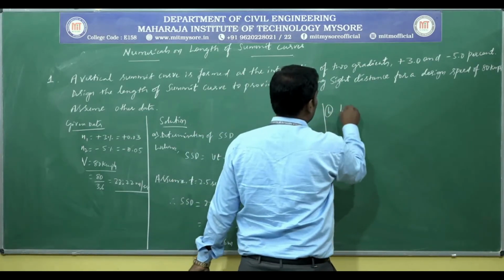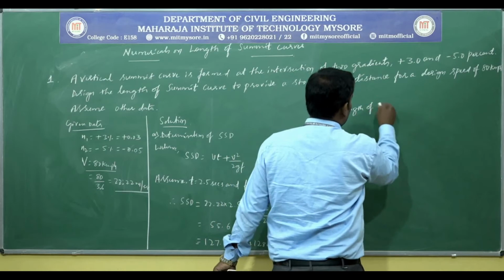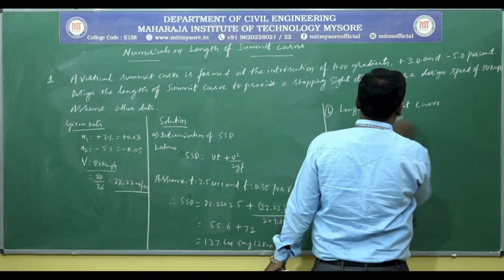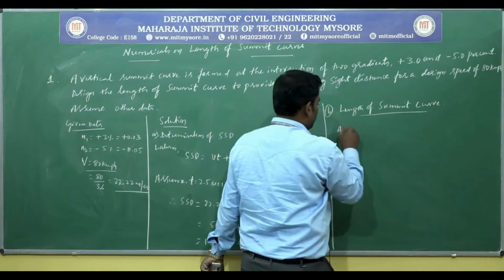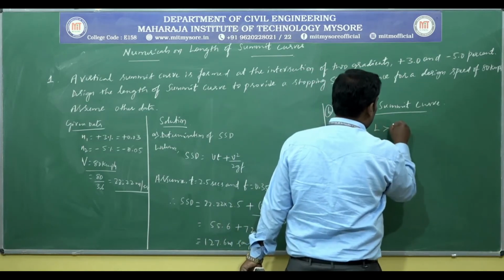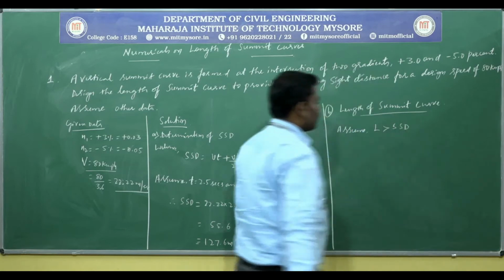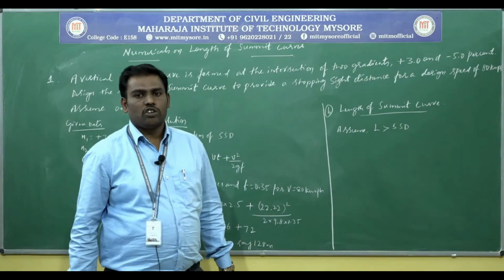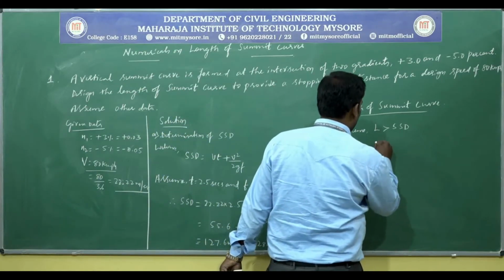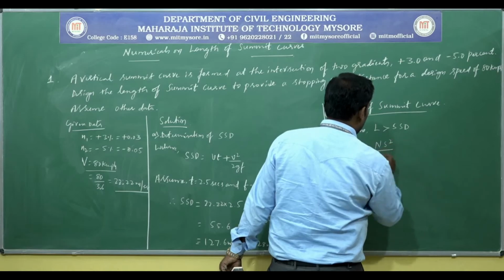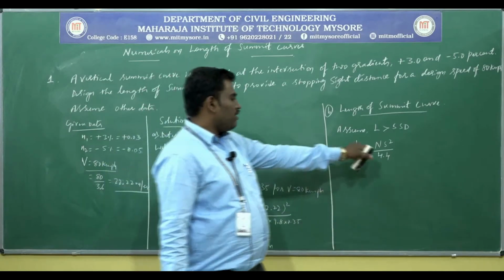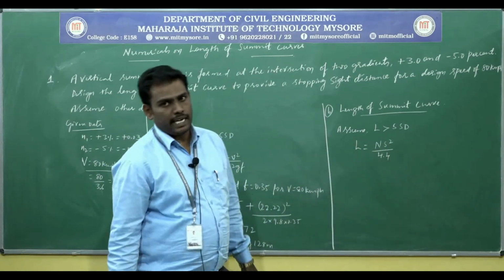Next, go for the length of summit curve. Assume length of summit curve L greater than stopping sight distance SSD. For this we have length of summit curve L is equal to N S square divided by 4.4, where N is the deviation angle and S is the stopping sight distance.